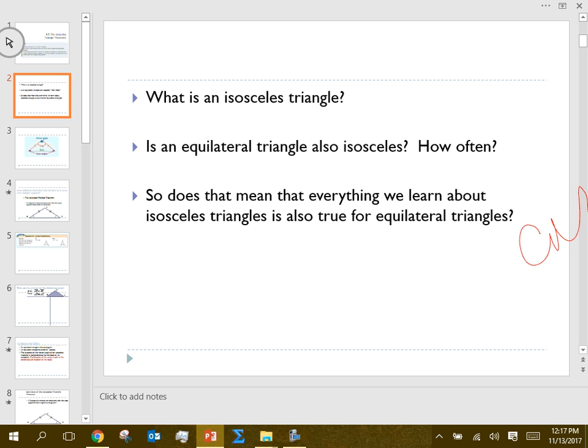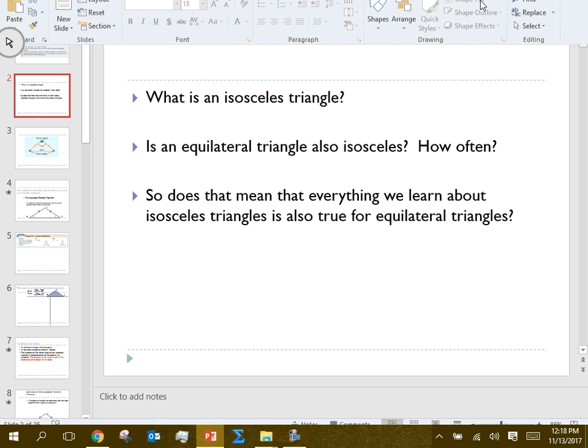Does that make sense? Now, everything I learned about equilateral does not fit for isosceles. Every equilateral triangle is going to have three 60-degree angles in it. Can you imagine drawing an isosceles triangle where you don't have three 60-degree angles in it? Does that make sense to everybody?